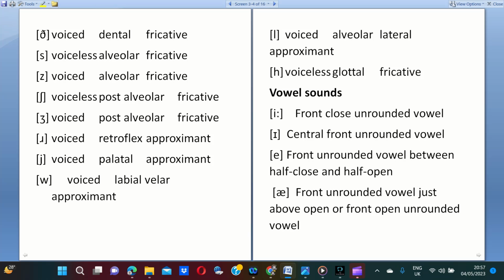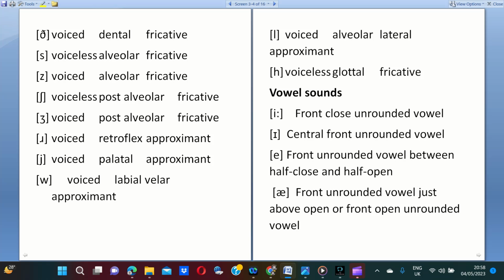I want to talk about vowel sounds here. There are place of articulation, manner of articulation, and lip rounding. These three factors are important. Place of articulation means where the sound is produced. Manner of articulation means how the sound is produced. Lip rounding means the position of our lips while producing a vowel sound, whether rounded or unrounded.